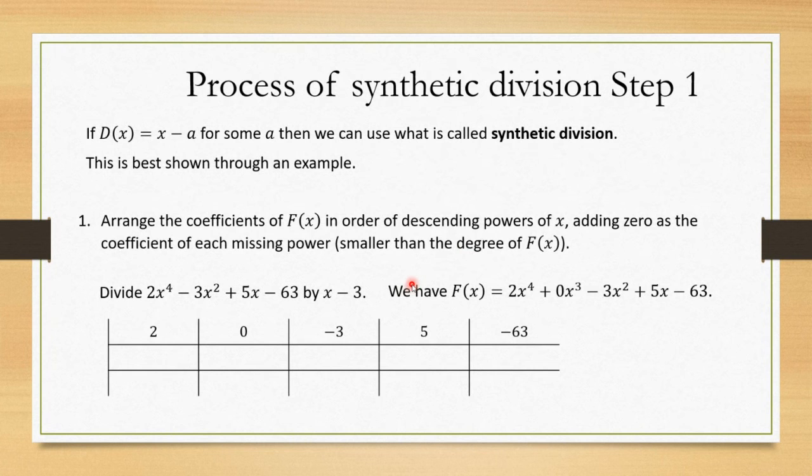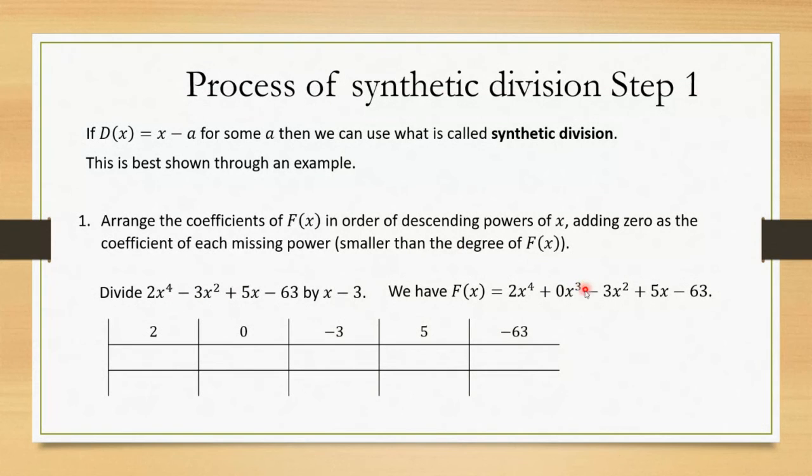Now what you're going to do is this. You're going to make a grid like this, where each column corresponds to a coefficient of your dividend. So for instance here, let's say we're dividing this by x minus 3. Notice here we're missing x cubed, right? So I'm going to insert that with a 0. I inserted it with a 0.